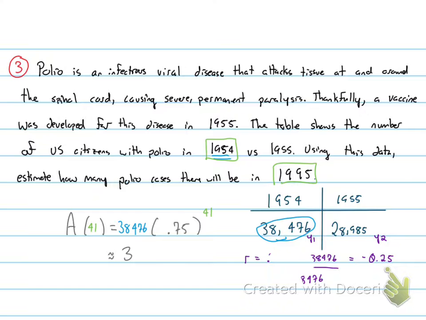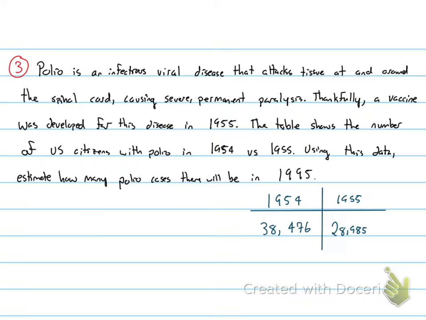The table here shows the number of U.S. citizens with polio in 1954 versus 1955. So the year before the vaccine came out versus the year that the vaccine was available. Using this data, we want to estimate how many polio cases there would be in 1995. Now, I know you could just Google this. We're going to pretend that we're back in time and we're scientists in 1955 trying to predict how successful this vaccine would be given the data that we have.